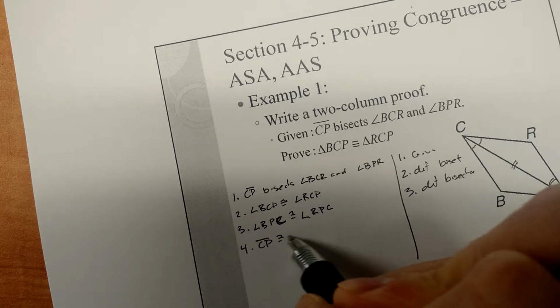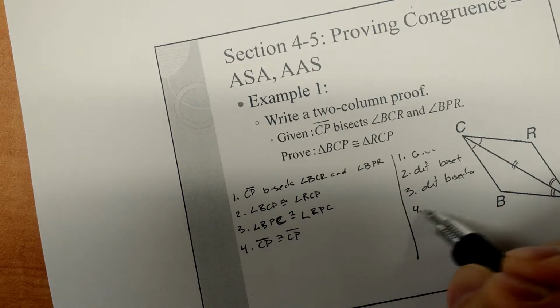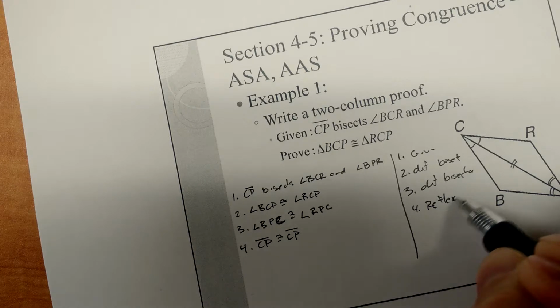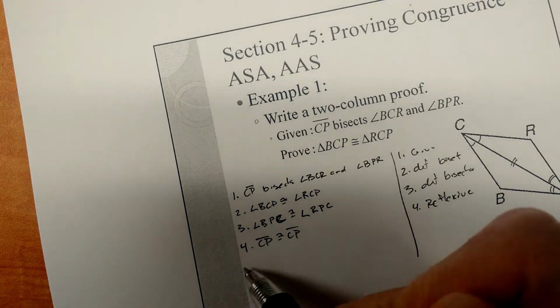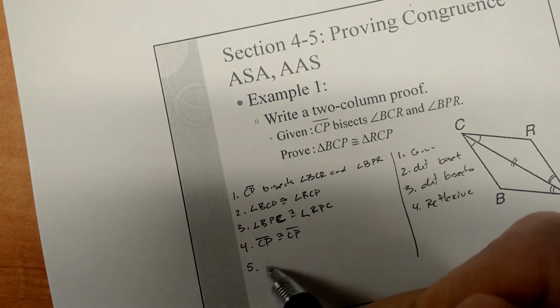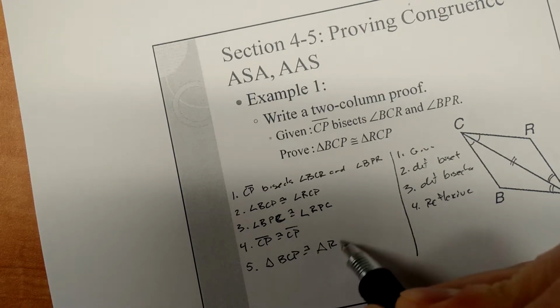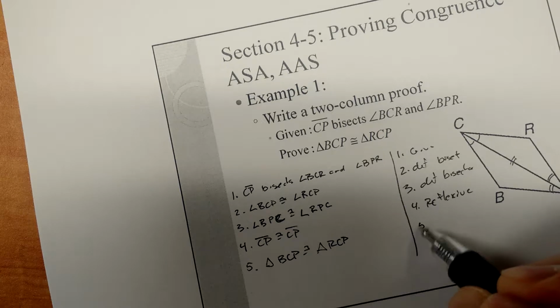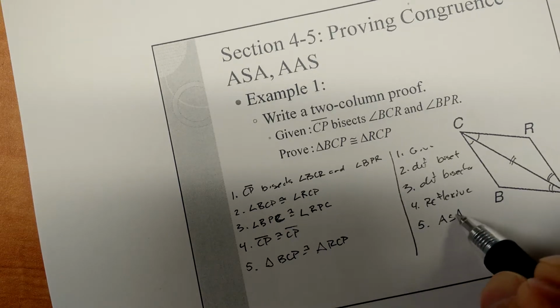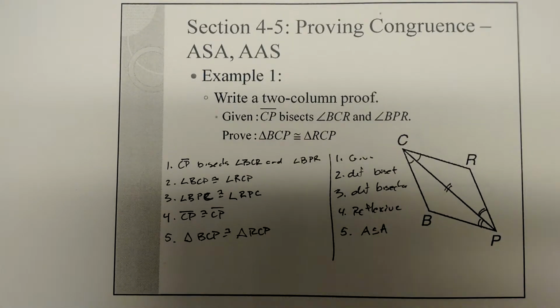So side CP is congruent to side CP. That is a reflexive property. And then finally, so I have two angles on the side between it. So triangle BCP congruent triangle RCP because of angle side angle. Got the paper all twisted. So there's your steps.